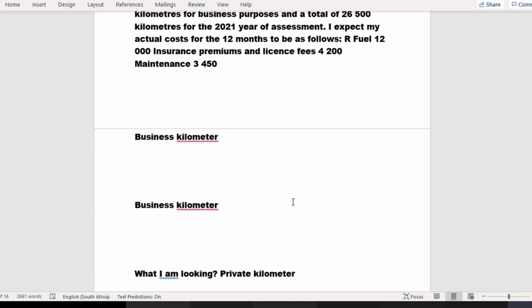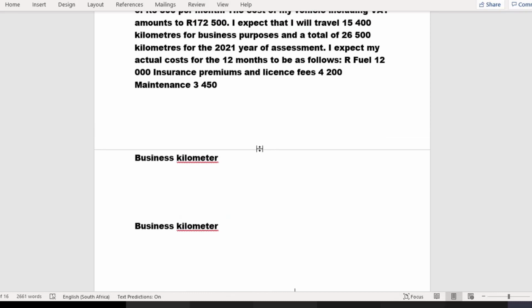So the how part is easy. You just go to the question and look for how much is my business kilometers. Sorry, actually I wanted to say total kilometers here. Your total kilometers would be 26,500 kilometers, right? And my business would be 15,400.